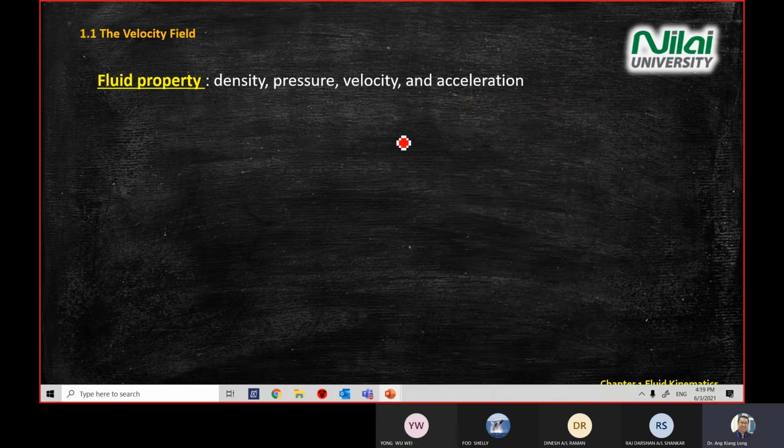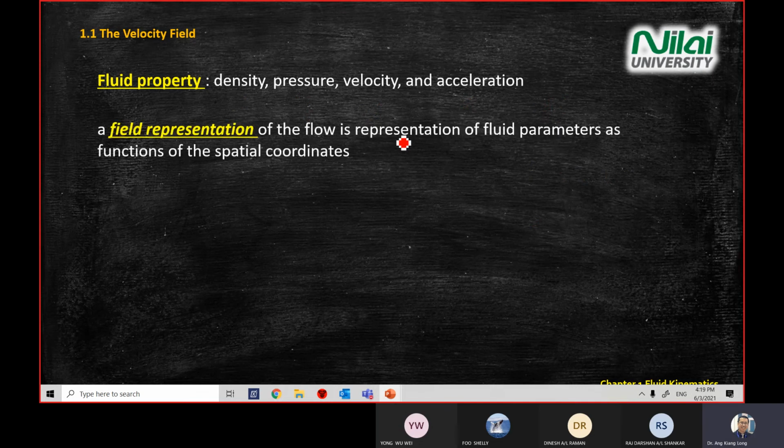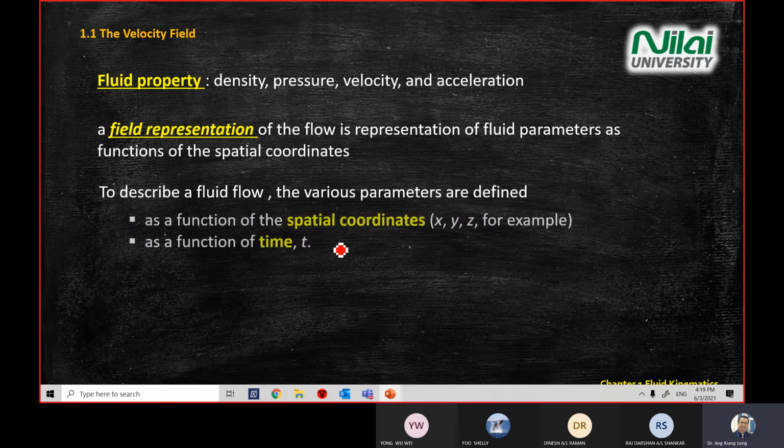So far, everything is very simple. Okay, the next one is called field representation. It is called coordinates that we use. So we need to describe the behavior of flow, or kinematics of flow. We need 2 parameters to help us at least. The first one is called coordinates, represented by x, y, and z. The second one is time. You combine these two, you will get exact location in the 3D domain.